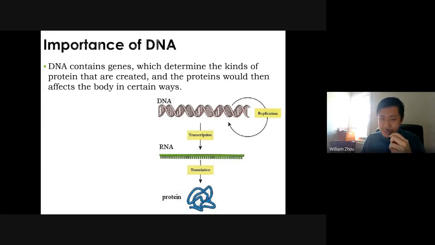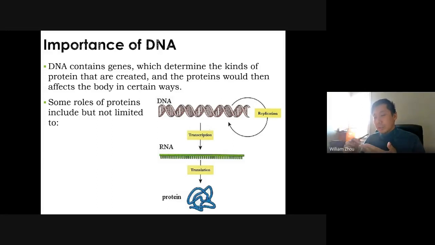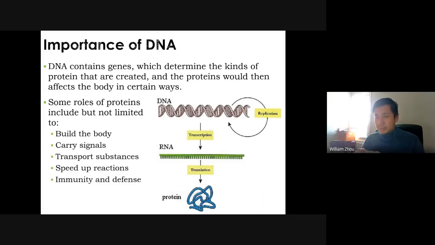Also, DNA can make proteins. Proteins are basically the workers of the body. Proteins do so many things that it is difficult to summarize. And I listed a few things that proteins do in your body. Okay, they build the body, they can carry signals, hormones are proteins, they can transport stuff, they can make things go faster. If you get sick, proteins will come in your defense and attack the foreign particles. So proteins are extremely important.